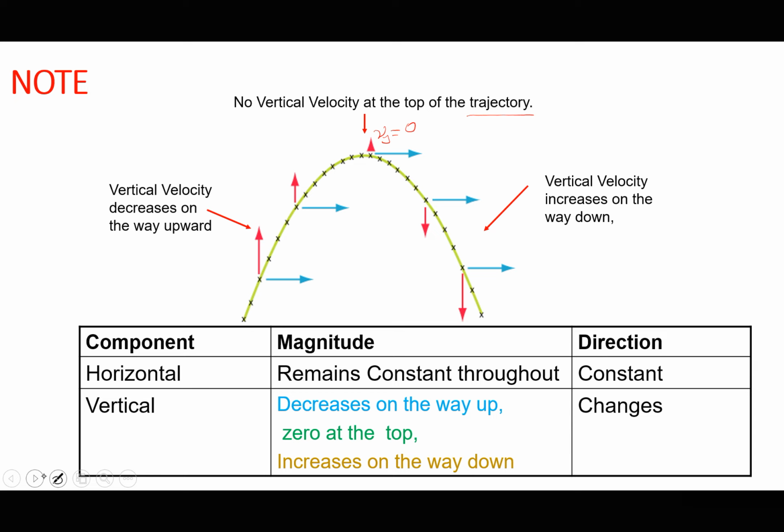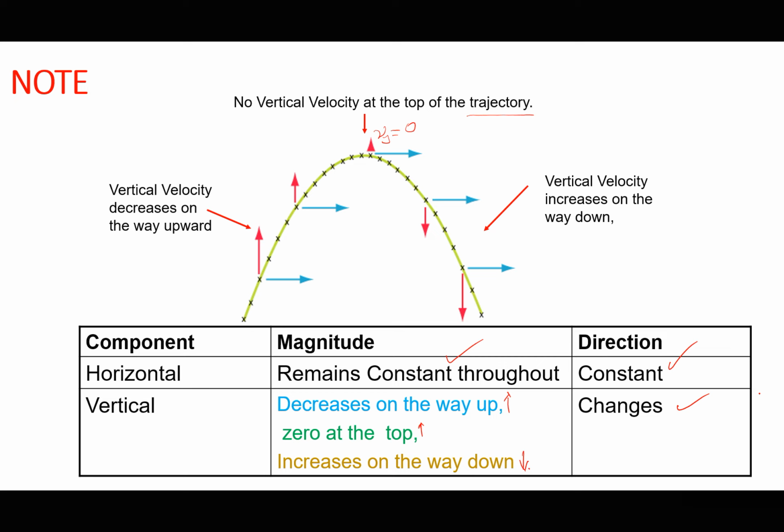The velocity in the horizontal remains the same throughout the motion. So components, if it is horizontal, it remains constant throughout, and the direction also remains constant. For vertical velocity, it decreases when we are going upwards, it is zero at the top, and it increases when we are going downwards. The direction has changed for velocity in the vertical.